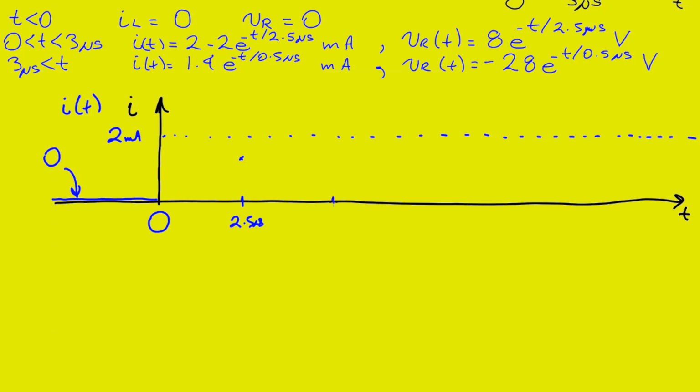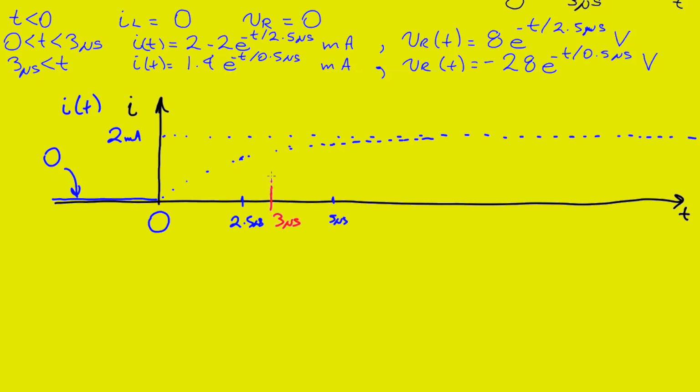And by the time we're at our second time constant, or 5 microseconds, we'll be another two-thirds of the way, and so on. And so our graph will look approximately like this, and it will converge. Now I haven't filled in a solid line because we know at some point in time it stops following that curve. And we know that that happens at the 3 microsecond mark.